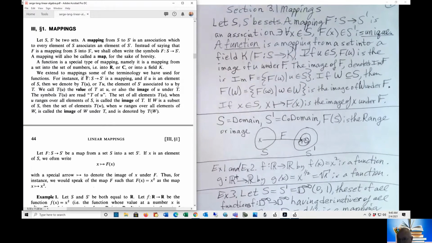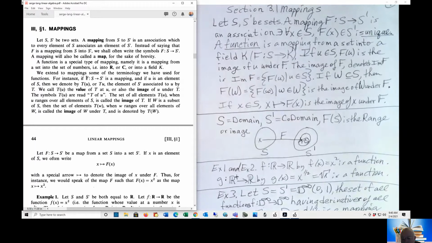A function is a mapping from a set S into a field K. So this is where we distinguish between a mapping and a function. Mappings are more general than functions, and mappings are used in all disciplines in math. So a function is going into a field, and in our case, either the real numbers or the complex numbers.